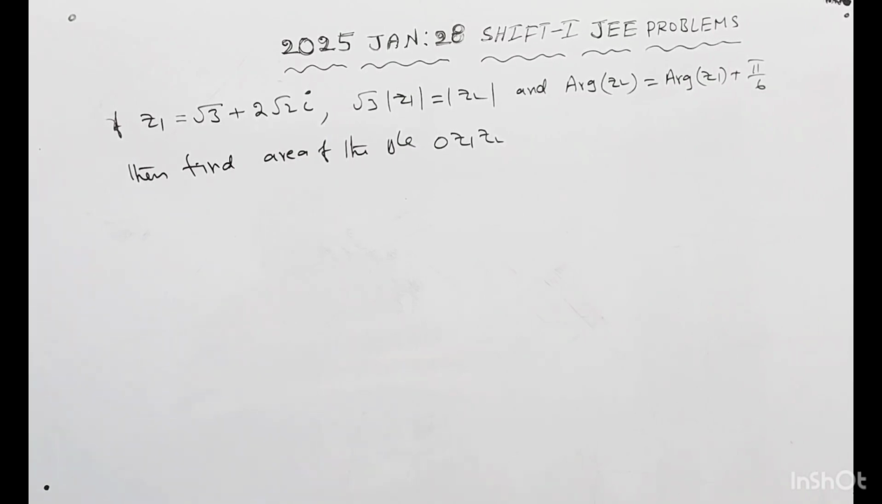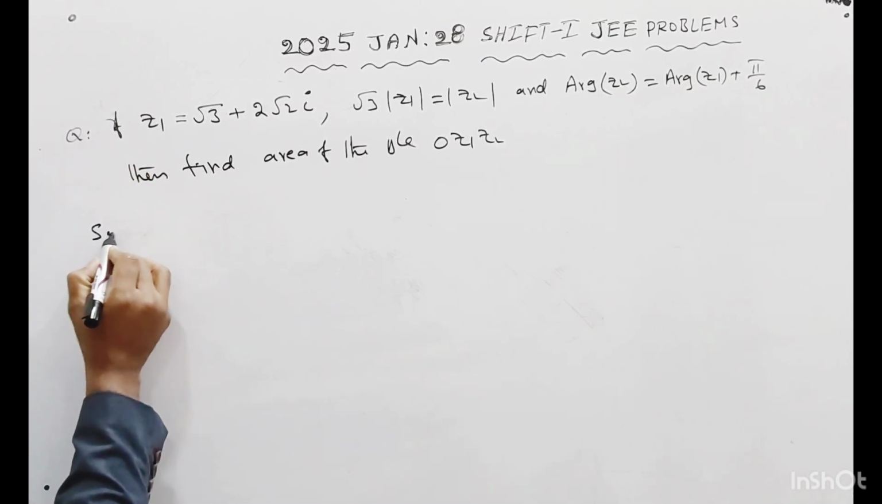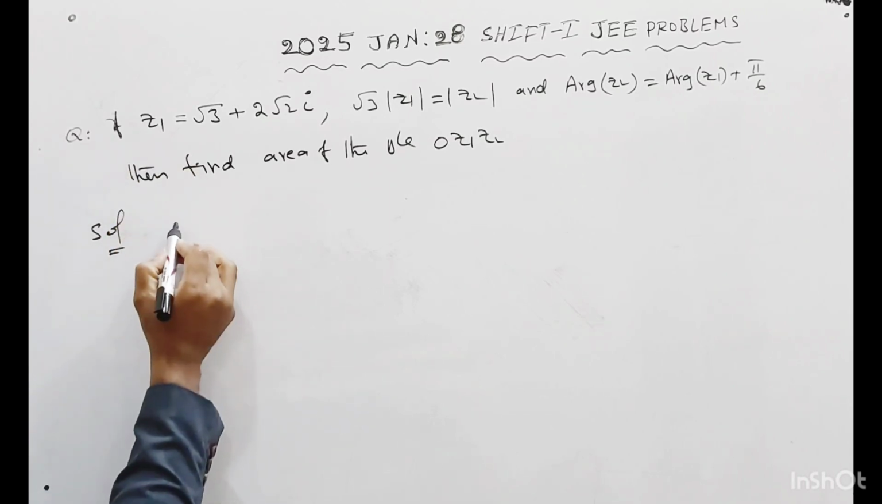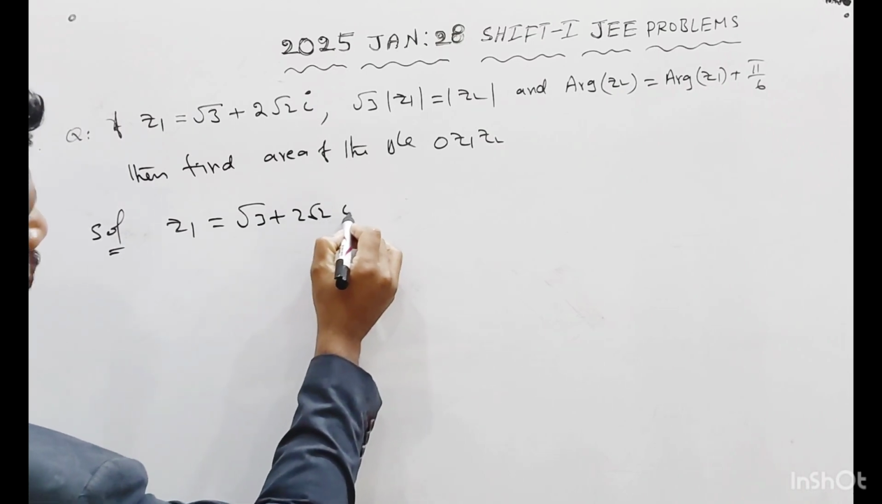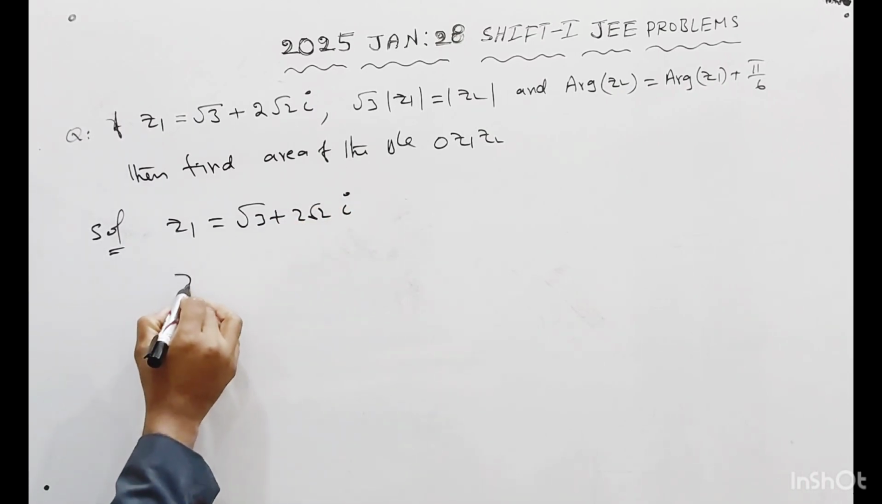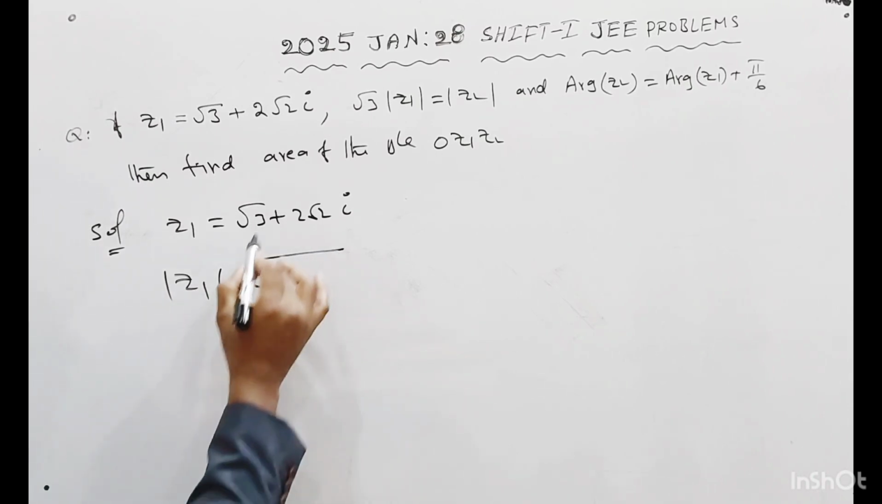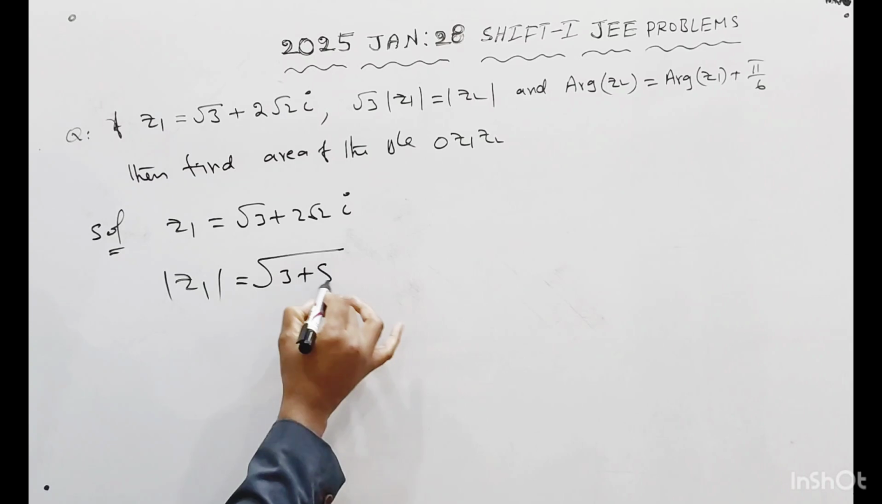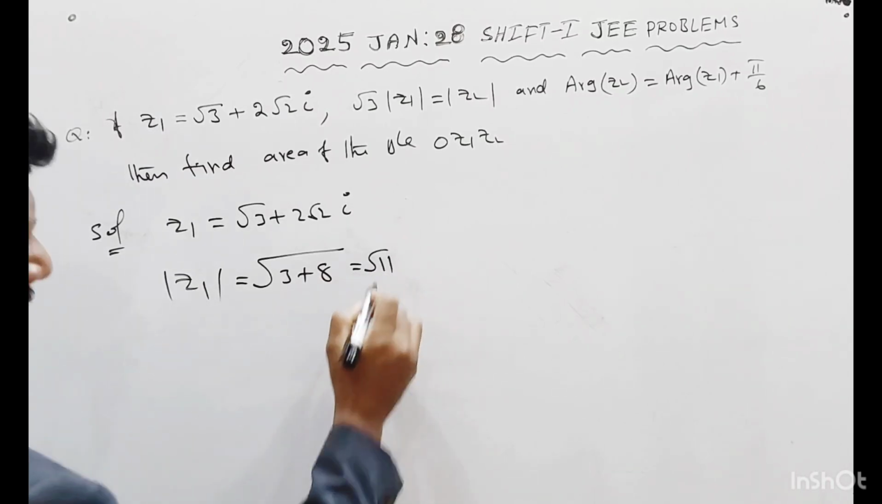See students, now you are seeing one of the problems on the board which belongs to complex numbers. So here the given data is Z1 complex number is root 3 plus 2 root 2i. Then you find out the modulus of this complex number. That value will be square root of 3 plus 8, so that value will be root 11.